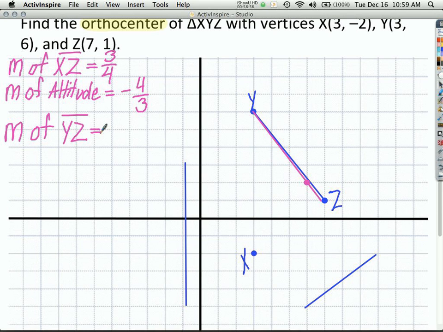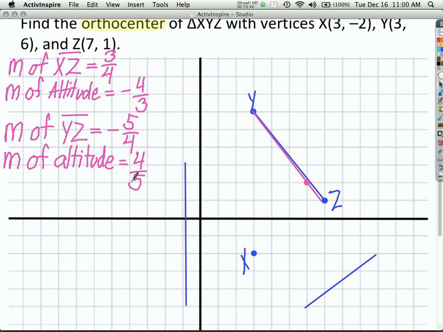Go ahead and figure it out and give me a thumbs up when you've got it. Okay, Stephanie, what is it? -5/4. Very good. So what will the slope of this new altitude be? John? Yeah, opposite reciprocal. Flip it and flip it. It will be 4 over 5.